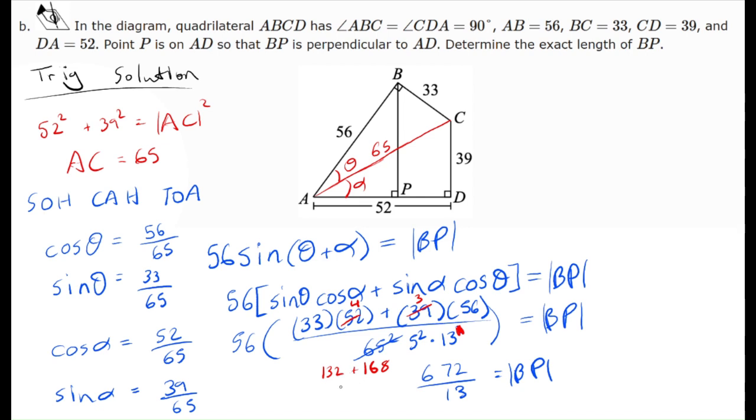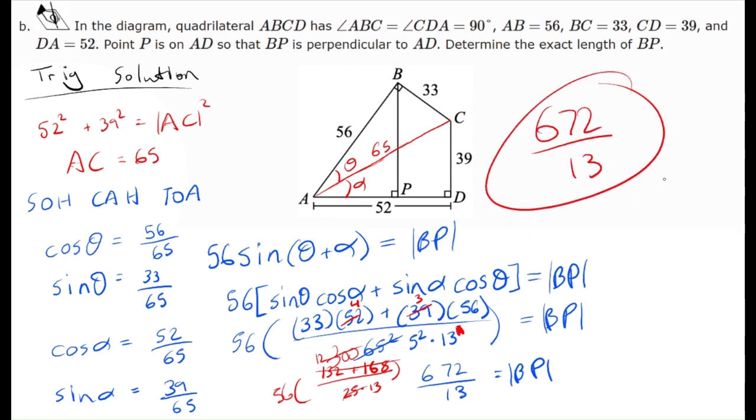And yeah, that's all going to be over 25 times 13, or 56 obviously. And this actually becomes 300, right? 300 over 25 is 12. 12 over 13 times 56, 672 over 13. So yeah, that's our answer. Now let's go to the formula crunching solution, because I think you guys should know these formulas as well.